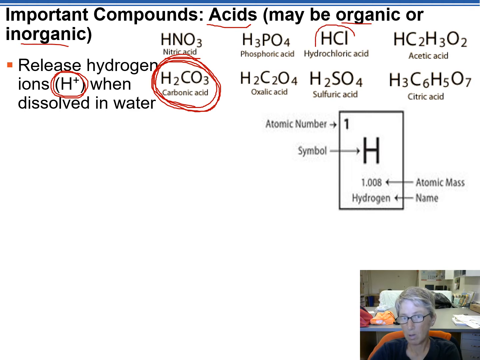Hydrochloric acid, you guys probably know that's your stomach acid. Sulfuric acid is really dangerous. Acetic acid is vinegar. Citric acid you find in citrus fruits.